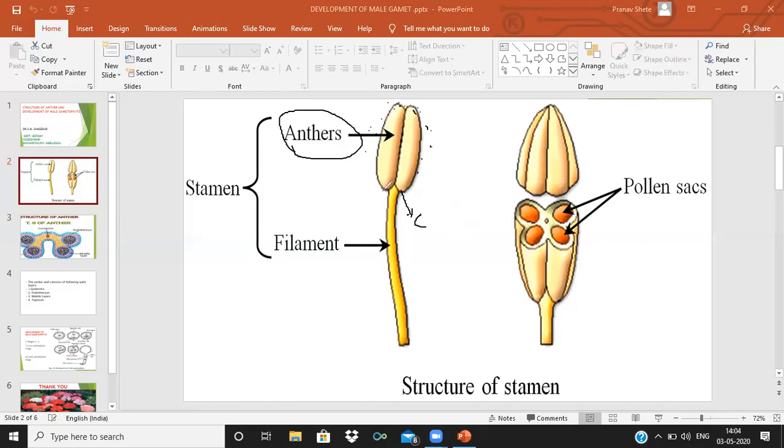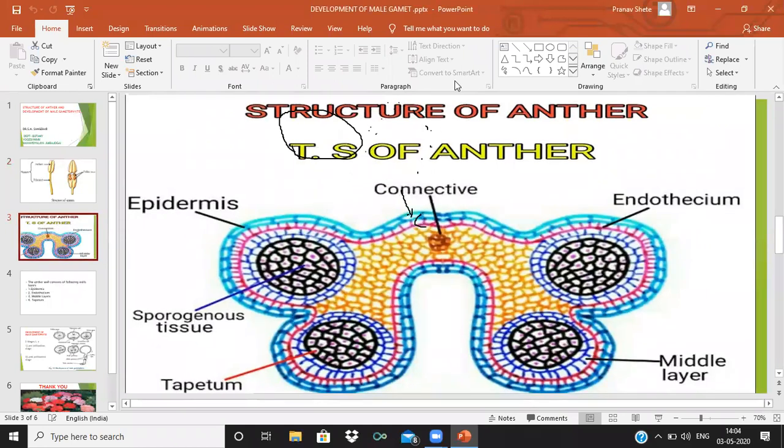Now take a T.S. of this young anther, a section, and look at the structure under the microscope. This is the detailed structure of the T.S. of anther. It consists of four main layers. The first layer is the epidermis, second is the endothecium, third is the middle layer, and last is the tapetum. First, discussing the epidermis.